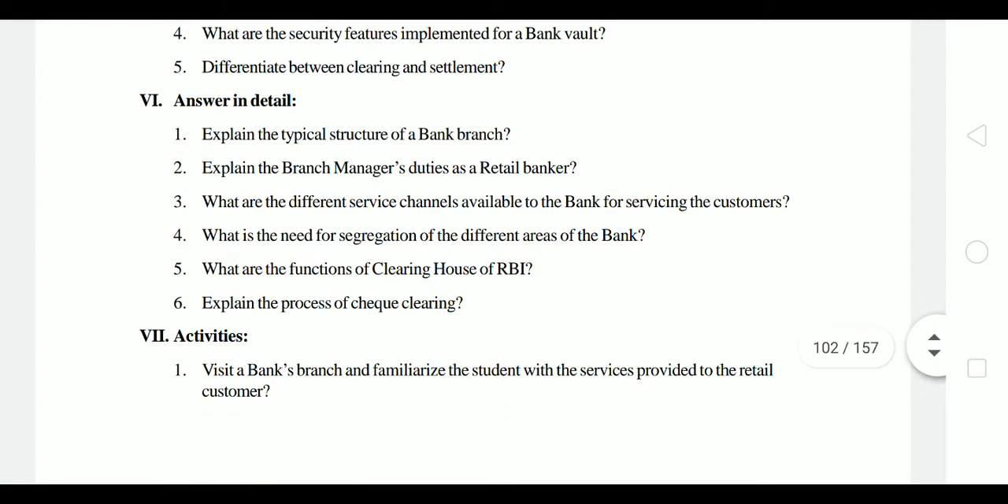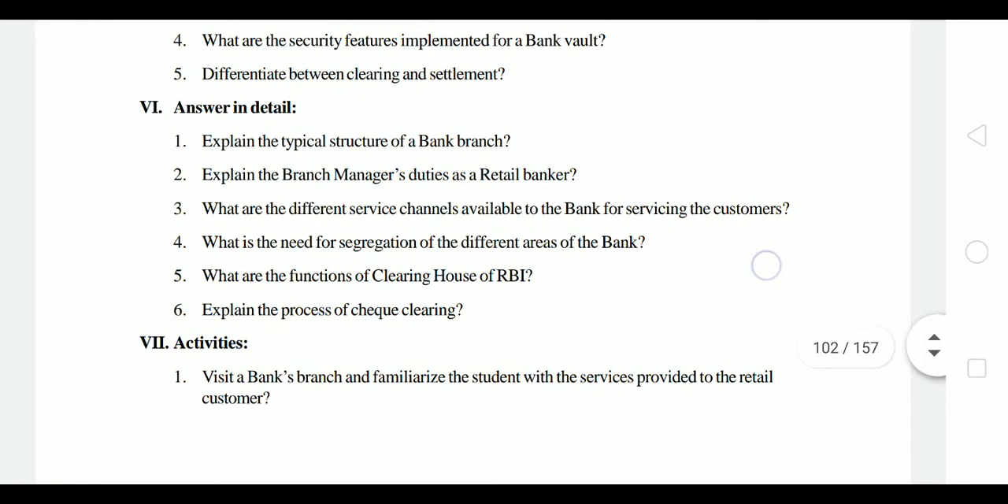Next is the typical structure of a bank branch. We have discussed in the first that the bank manager is there, we have the relationship manager, we have the DSA, the agents are there, we have the helpers, we have the tellers, we have the head tellers. These are all the typical structure of a bank branch.